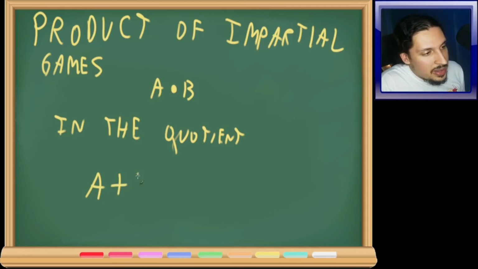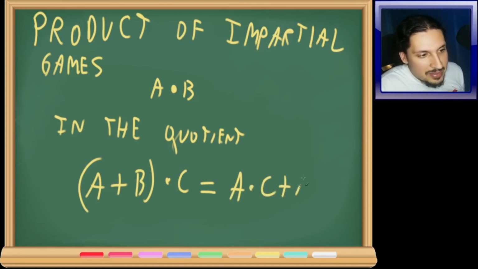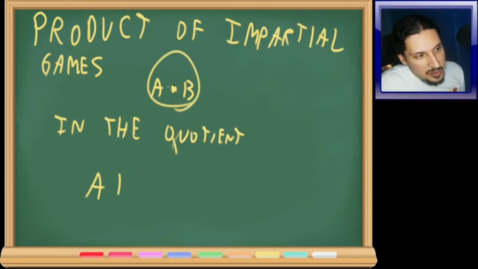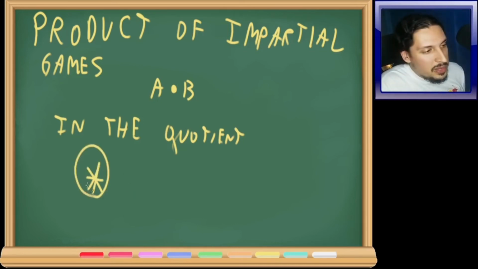So if you have A plus B and you do the product of that game with C, that game is equivalent to A times C plus B times C. Wow. And so on, basically. And the neuter for this product, amazingly, is the game star. We already know it, right? Star is the pile of NIM of a single stone. That is the neuter for the product, because let's check.